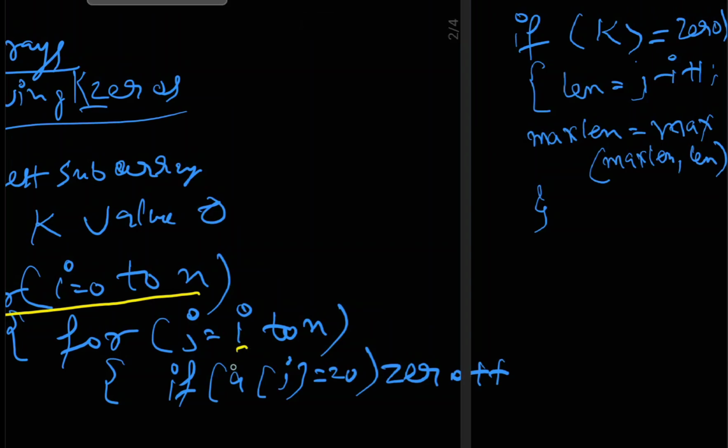subarrays. I will start from j equals to i to n. If my array of j is equal to 0, then I will update my 0.